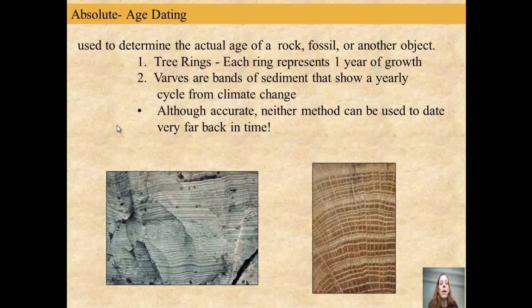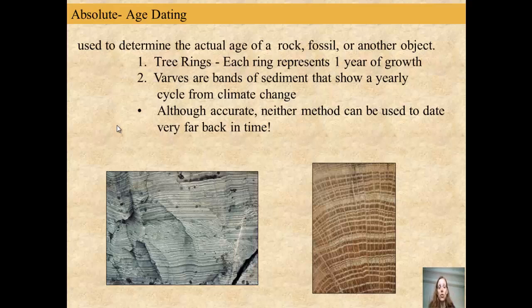Absolute age dating. Absolute age dating is used to determine the actual age of a rock, fossil, or other object. So we're not just saying that this fossil is older than this fossil because it was found lower down in the layers of sediment. We're actually finding an exact age, and some methods that are used: tree rings. So each ring represents 1 year of growth.